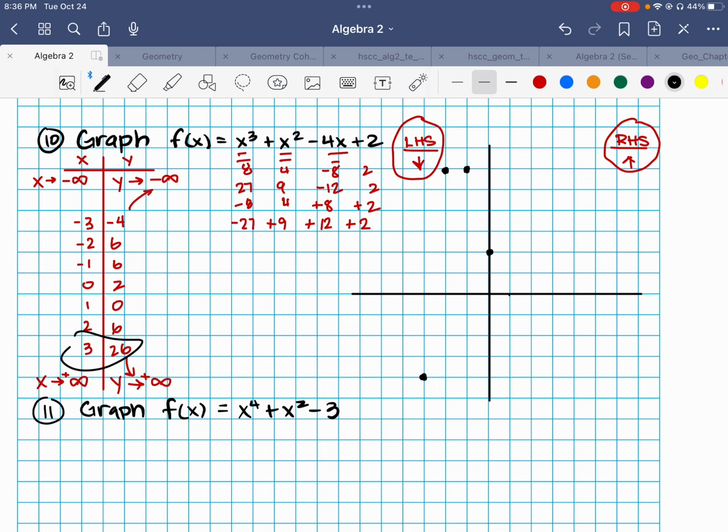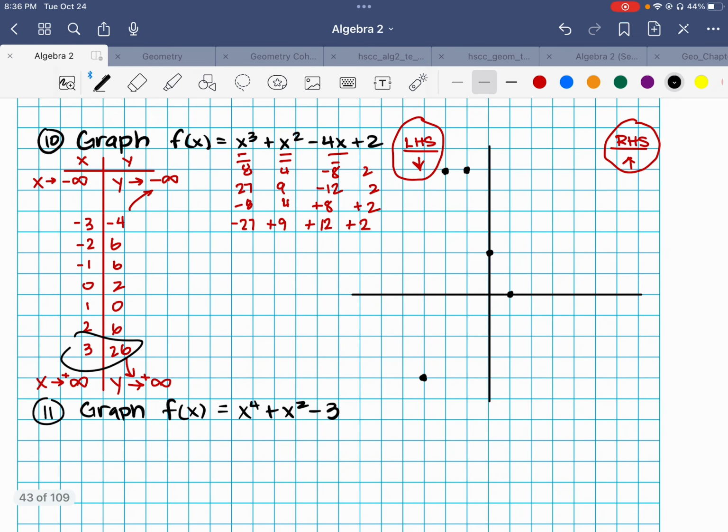1, 0, right about there. 2, 6. So 2, 6 is chilling. Wow, lots of 6s up in this one. And then 3, 26 is just hella high up there, right? So it's way up there. But that's kind of good because our right hand end behavior is supposed to skyrocket. And it's kind of doing that. And our left hand is supposed to tank down in that direction.